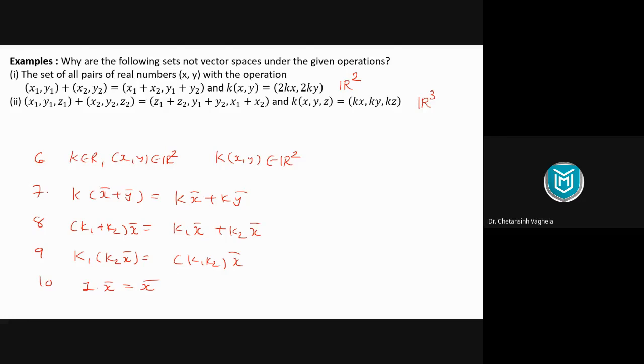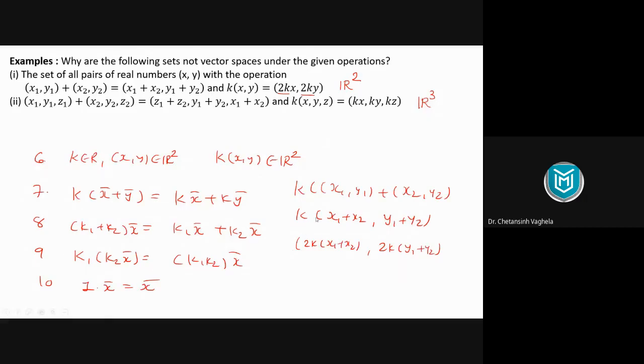Okay, maybe it can be the 7th condition. We can check it. If we want to check it, let's do it. I need to take 2 vectors here. Let me take (x1, y1) plus (x2, y2). So k times, now how can I add my vectors? Because of my operations, it will be (x1 plus x2, y1 plus y2). Now when I multiply with k, because of this operation I need to take 2 times k here. So it will be (2k(x1 plus x2), 2k(y1 plus y2)). Right? This is your left hand side.